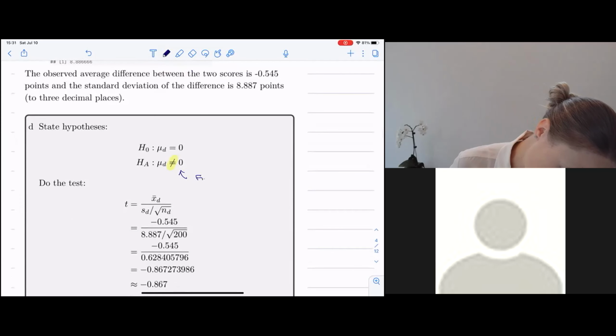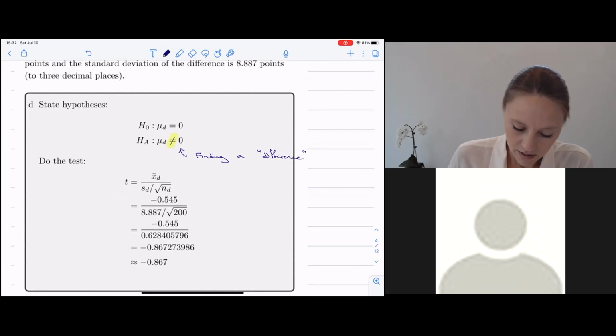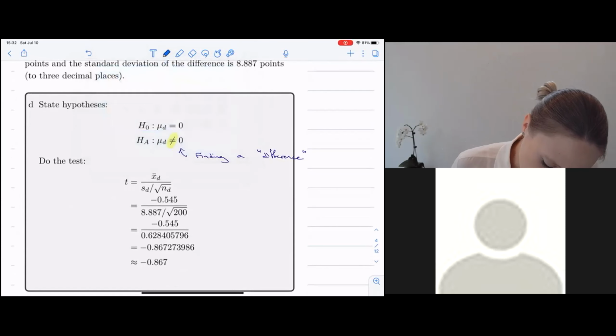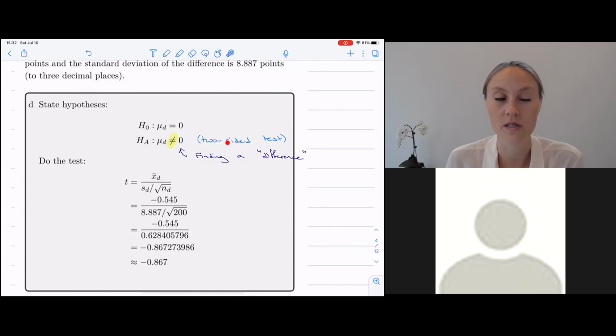So finding a difference, right? Because that's what we were asked to do. And just as a side note, that makes this a two-sided test, right? And I like to emphasize it up here, even though we don't need it. We don't need to know if it's a one or two-sided test until step 3 when we find the p-value, right? But this is where we get it from.